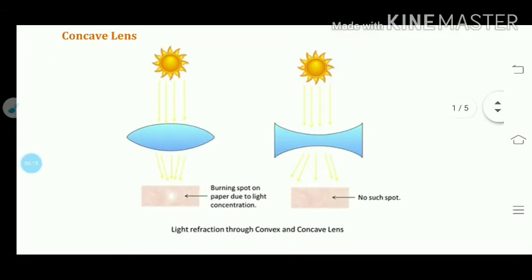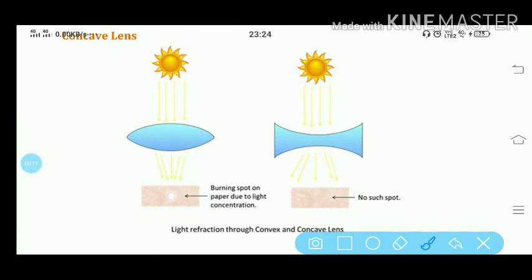If you remember my previous lecture, you'll be remembering that when we were using a magnifying glass in front of the sunlight above a piece of paper, the paper burnt at a point because all the sun rays converge at that point and hence the paper burnt.